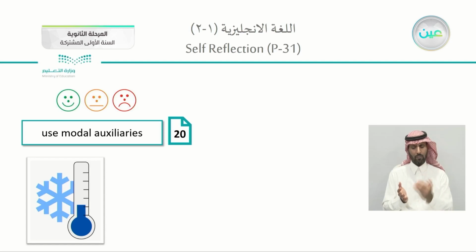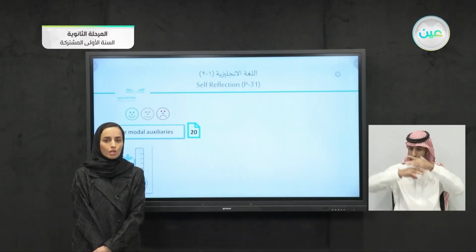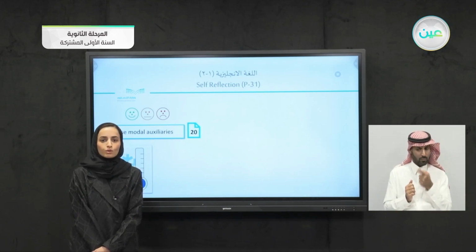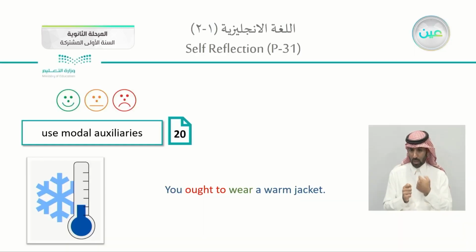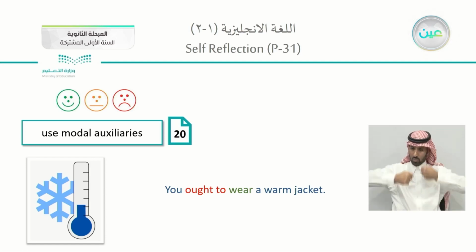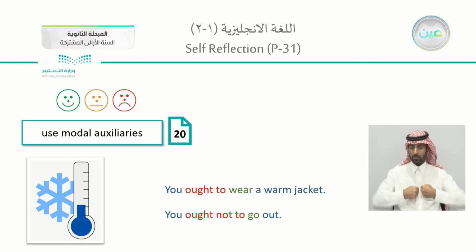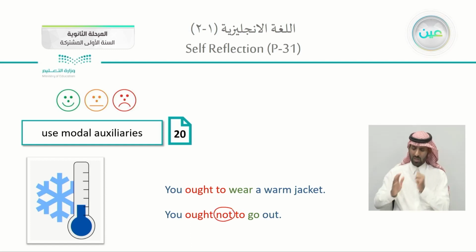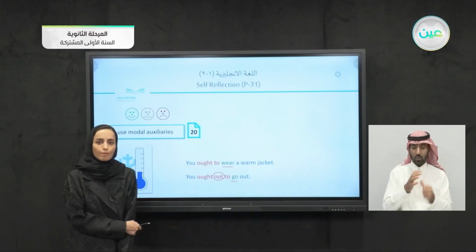Then on the same page here, using modal auxiliaries, let's look into the picture and I want you to come up with your advice. The picture shows us in here, the weather is too cold today. What should I do? I will tell, you ought to wear a warm jacket. Ought to. Also, you ought not to go out. Notice the negative. You ought not to go out. Stay at home. And the verb is wear and go, the base form of the verb.